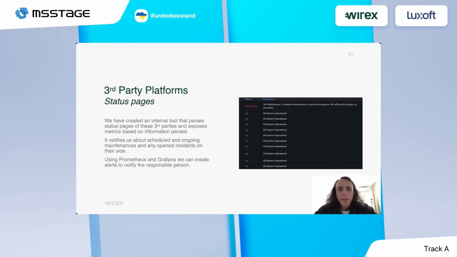We have created an internal tool that parses status pages of these third parties and exposes metrics based on the information parsed. It notifies us about scheduled and ongoing maintenances and any opened incidents on their side. Using Prometheus and Grafana, we can create alerts to notify the responsible person.